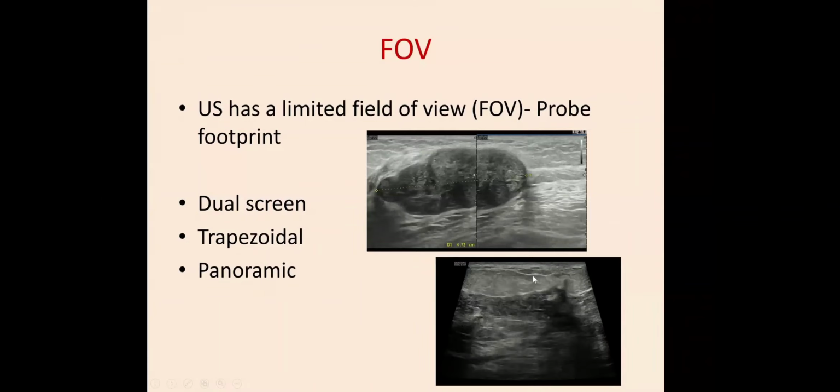Next thing that you can use is trapezoidal. In trapezoidal, the base of your transducer probe becomes widened, and thus it increases the area of scanning both at depth as well as the lateral aspect. And once again, you can measure the size of the lesion if it's larger than the footprint of the probe.